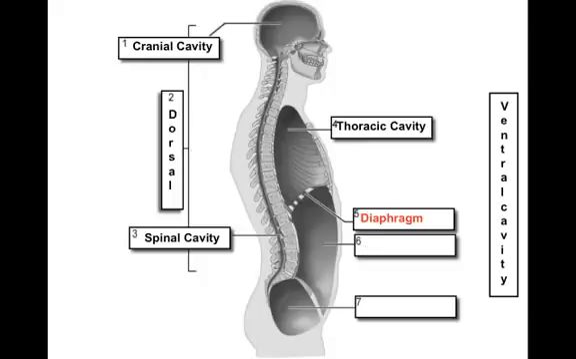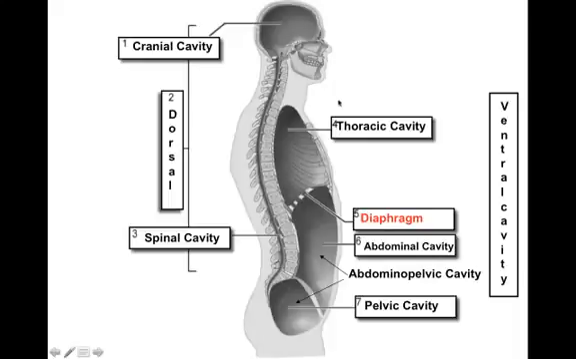The abdominal cavity is the one below it and contains the stomach, liver, and intestines. At the bottom we have the pelvic cavity, which contains the lower small intestine, the rectum, and the internal female reproductive parts. Because the abdominal and pelvic cavities are not divided by any real structure, they're often just referred to as the single abdominal pelvic cavity.